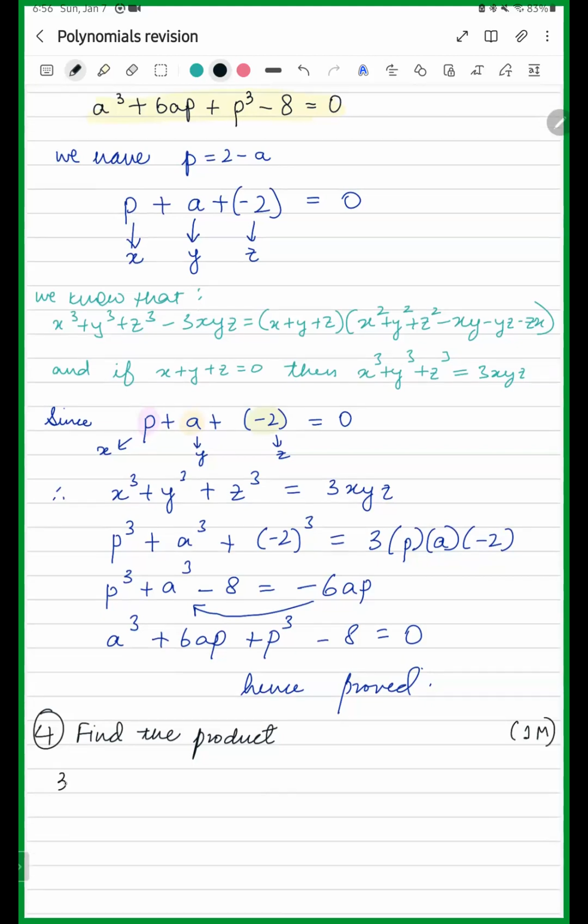3x minus 5y minus 4 multiplied by 9x square plus 25y square plus 15xy plus 12x minus 20y plus 16.